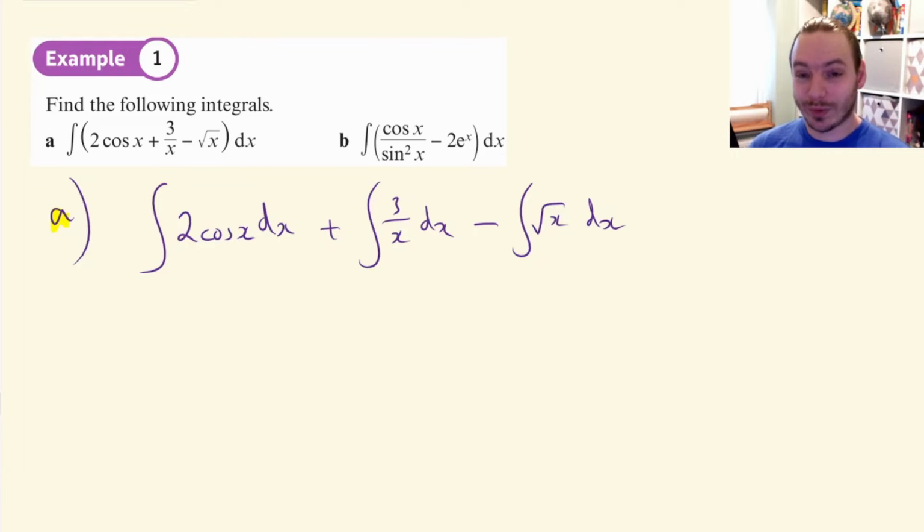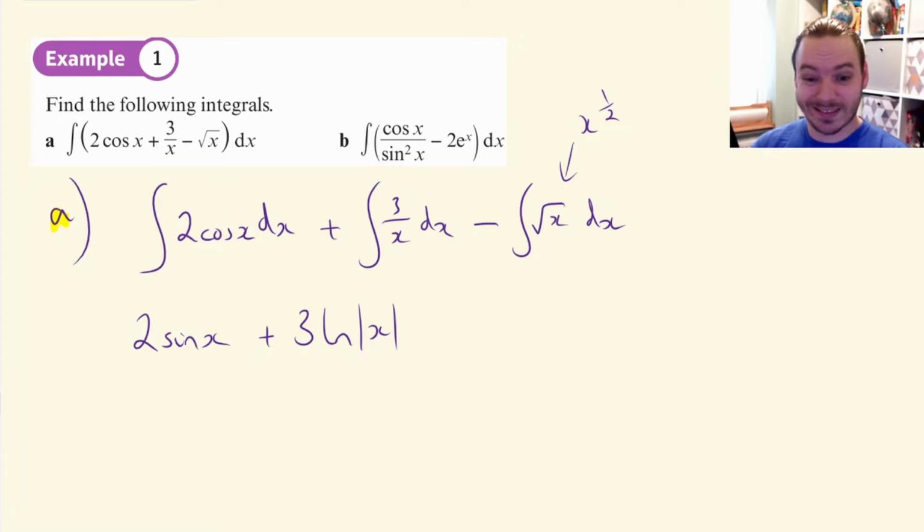Cos x, well, that one integrates to sine. So this is going to be 2 sine x. 3 over x, well, that's 3 lots of 1 over x, and we established that 1 over x integrates to natural log of x. So this is 3 lots of natural log x. And then root x is just a polynomial. This is x to the half. So we just do our standard thing here.